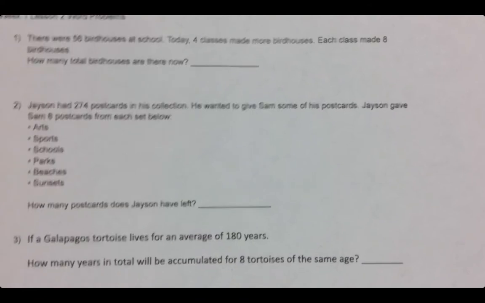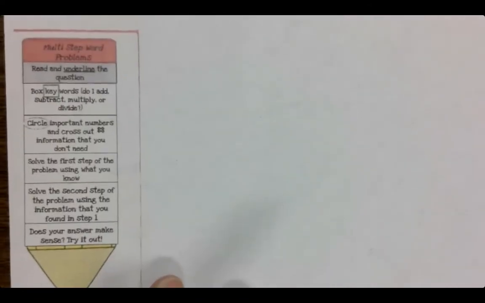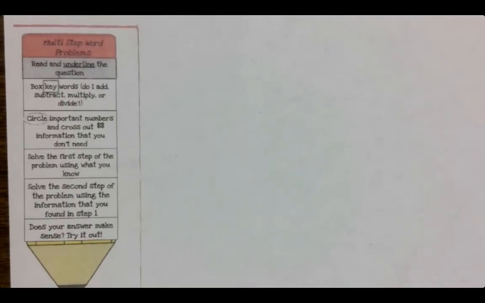Another strategy is going to be on the bottom left-hand corner right here. It says, box your keywords, circle important numbers, and cross out things maybe that you don't need. Solve the first step using what you know, and then go from there. All right. And then think about, does your answer make sense?